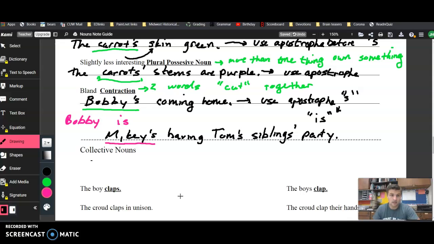Mikey's in this case is a contraction because it means Mikey is. The easiest way to find those is just to plug it in your head. Say, okay, Mikey is having Tom's siblings' party. Does that make sense? Yes. It wouldn't make sense for Mikey to own the having. We have Tom's. As you can see, before the apostrophe S, is Tom singular or plural? Tom is singular, so this would be a singular possessive. And then finally, we're left with the word siblings' party. In this case, if we look at what's before the apostrophe, we have the word siblings, which means there are multiple siblings, and that would be a plural possessive.